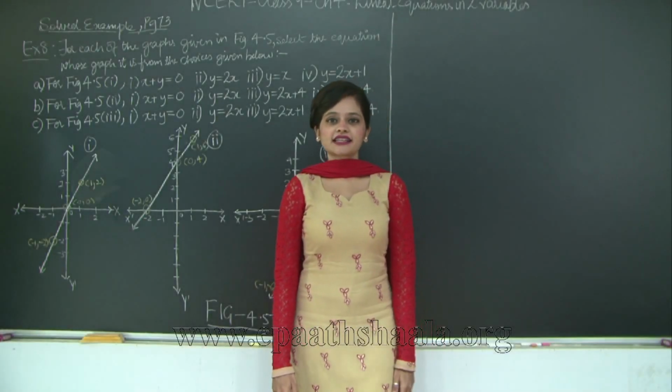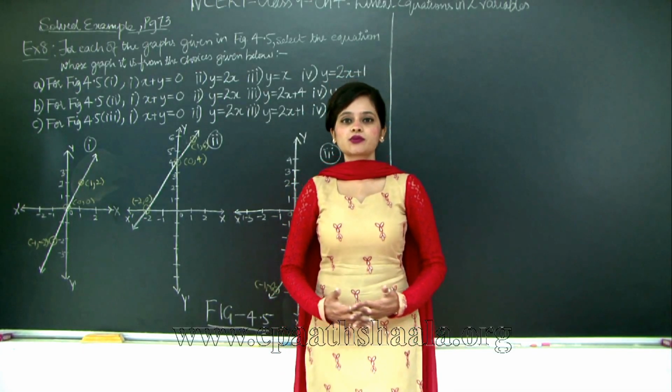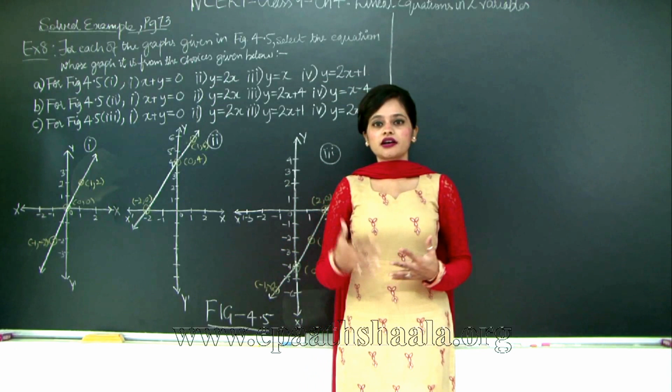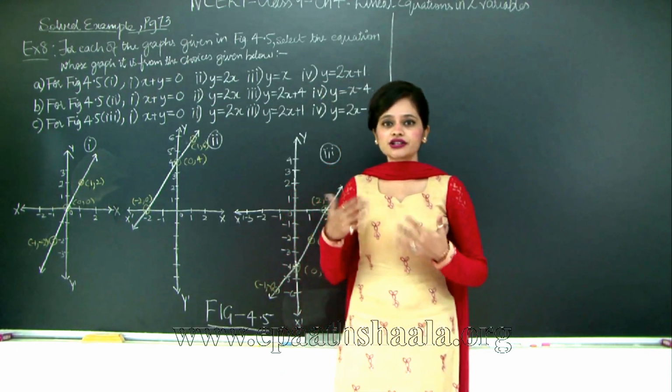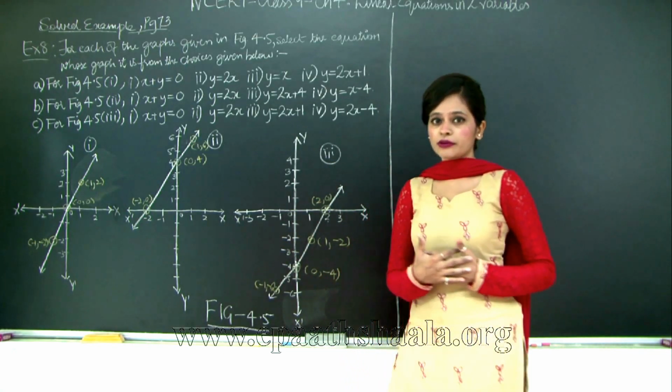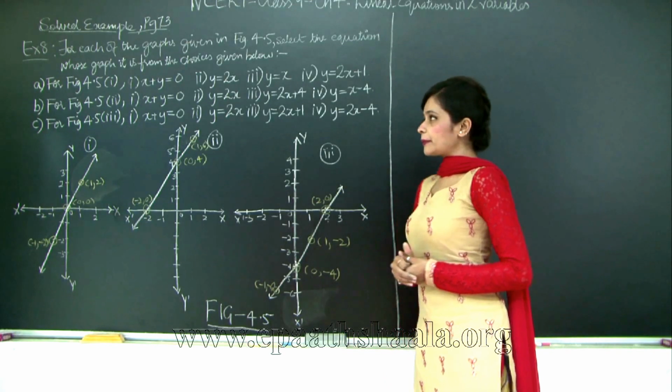Hello students, let us continue with chapter 4, linear equations in two variables. Until the last class we were seeing how to plot the solutions to linear equations in two variables onto graphs. So continuing with the solved examples, we are on the last one before starting a fresh new exercise. This one is on page 73, example number 8.